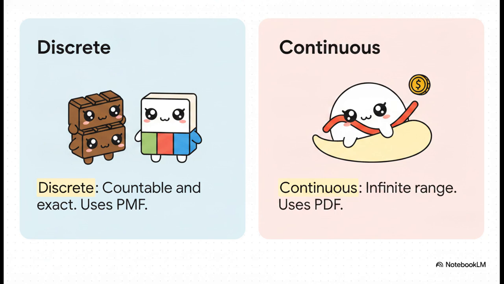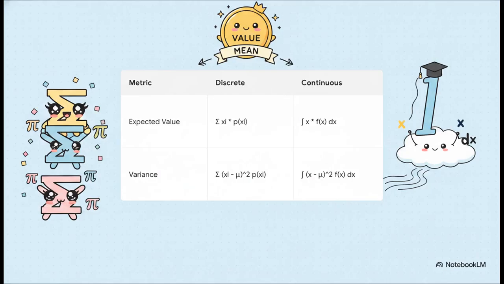Continuous variables, on the flip side, cover an interval with infinite possibilities, like measuring a constantly fluctuating stock price down to the micropenny. Discrete uses a probability mass function, while continuous uses a smooth probability density function. Here's your cheat sheet for random variables.